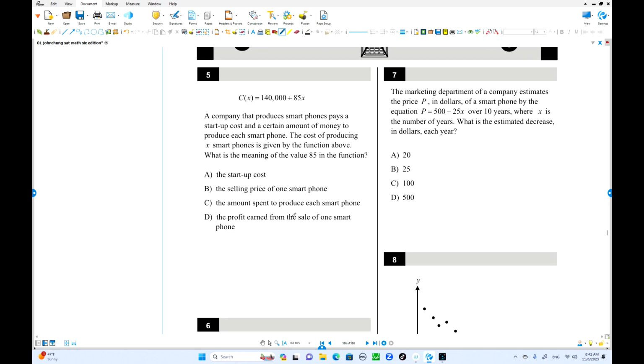A company that produces smartphones pays a startup cost. This is the startup cost, okay, to prepare the business. Then a certain amount of money to produce each smartphone. Okay, all right. This is the cost. Budget. All right. So x smartphones. This is the number of smartphones.